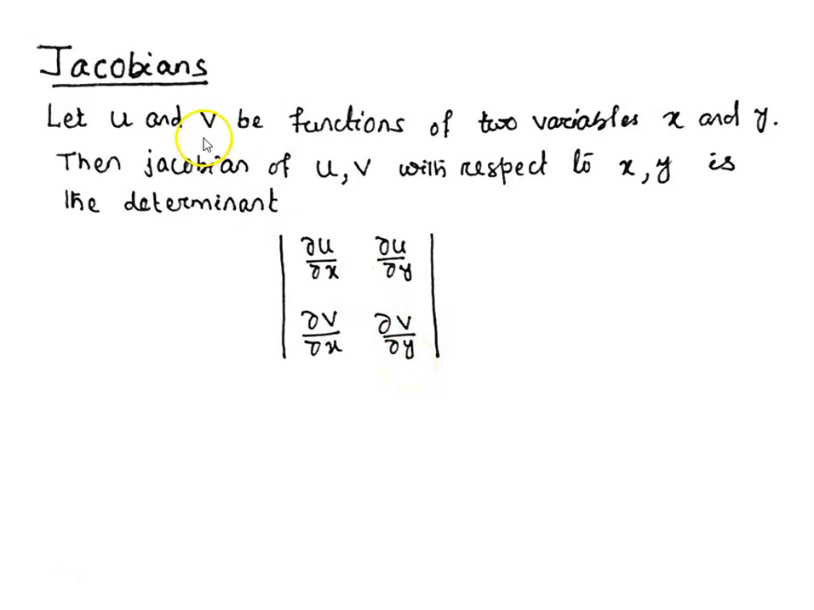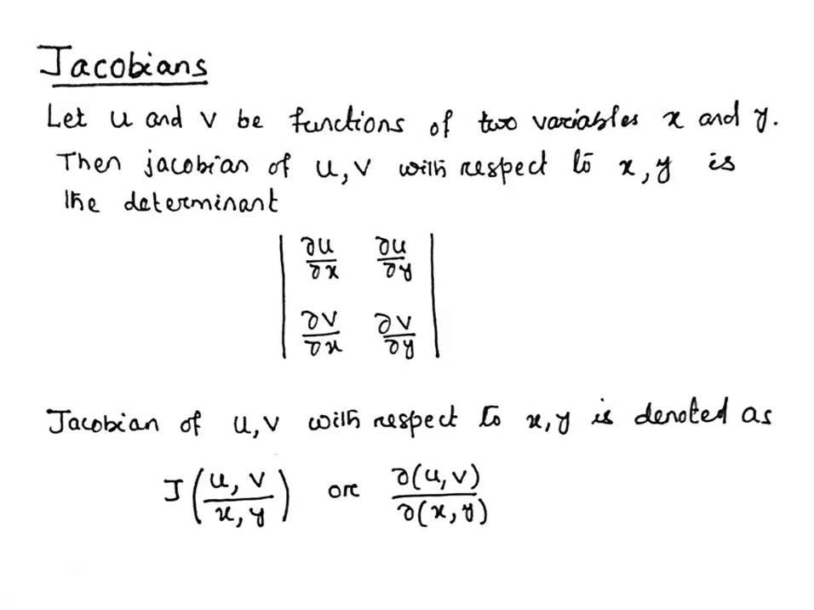So if u and v are two functions of two variables x and y, that means u is a function of x and y and v is also a function of x and y, then the Jacobian of u, v with respect to x, y is the determinant. And this Jacobian is represented by the symbol J(u,v/x,y) or ∂(u,v)/∂(x,y). These symbols are used for the Jacobian of u, v with respect to x and y.